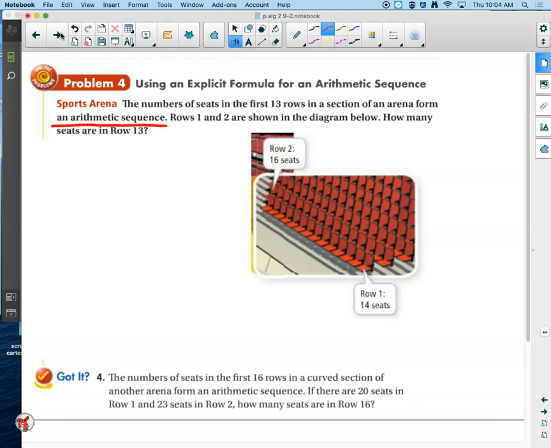Good to know. I want to resist the urge, but immediately I want to write down our rule because I'm pretty sure they're going to ask us something about that. But let's just wait and see. Rows 1 and 2 are shown in the diagram below. How many seats are in row 13? Yep, that's what I need to do, because they're going to ask me to throw a 13 in there and see what I get.